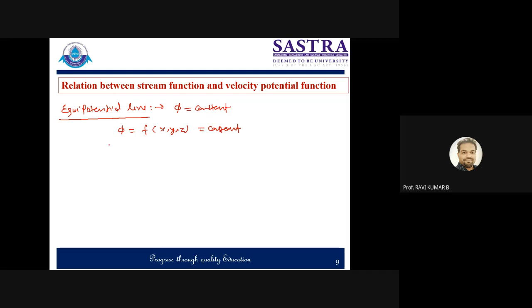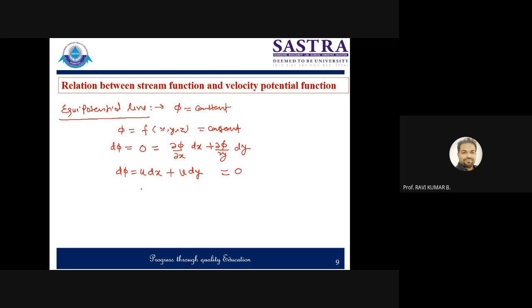So when you are writing a very minute change in dφ, since φ is constant, dφ will be 0, right? Which is nothing but, when you are writing dφ, we can write ∂φ/∂x into dx plus ∂φ/∂y into dy. This we can write because we are considering only x and y. Z is not present. So what is this? This term is u, this term is v. So we can say dφ is equal to u dx + v dy. Clear? And this is equal to 0.